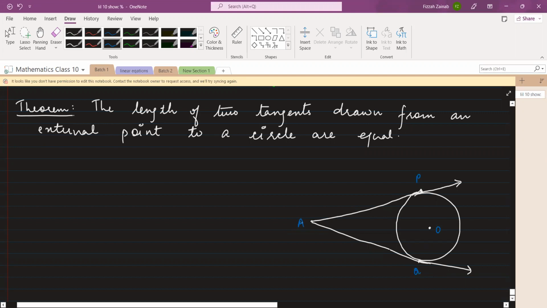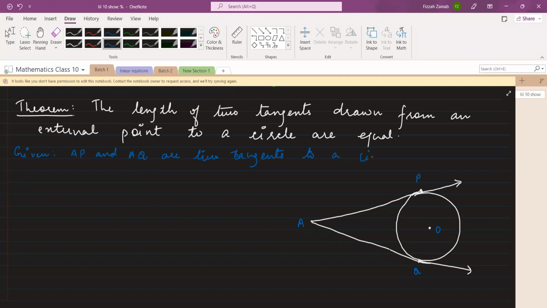Okay, so what is given to us in this? AP and AQ are two tangents to a circle. We can give a name to a circle, so we denote it by C, whose center is O, and let's say the length of the radius is small r. This is how we name a circle, okay?